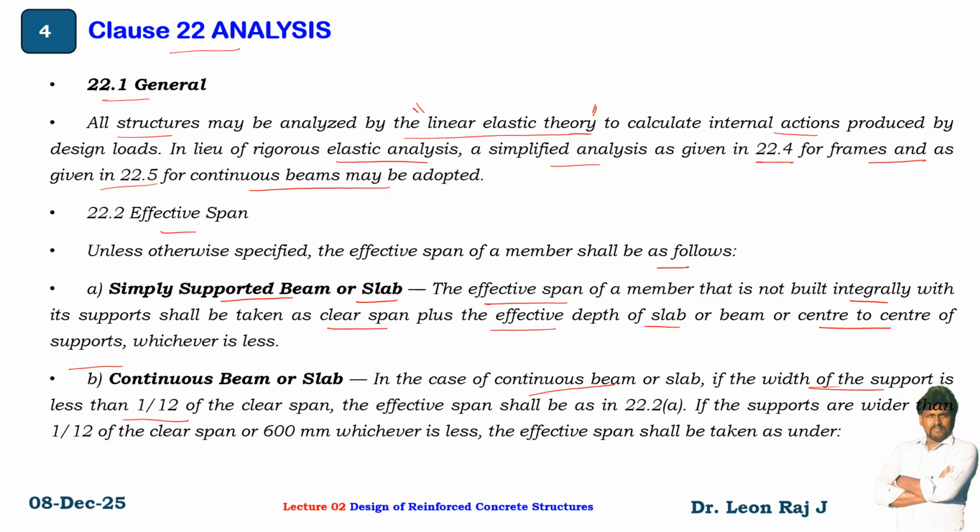so clear span here you can mention as L0. So if the width of the support is less than L0 by 12, the effective span shall be as in 22.2.A. If the supports are wider than 1 by 12 of the clear span, that means L0 by 12, or 600 mm, whichever is less, the effective span shall be taken as under.